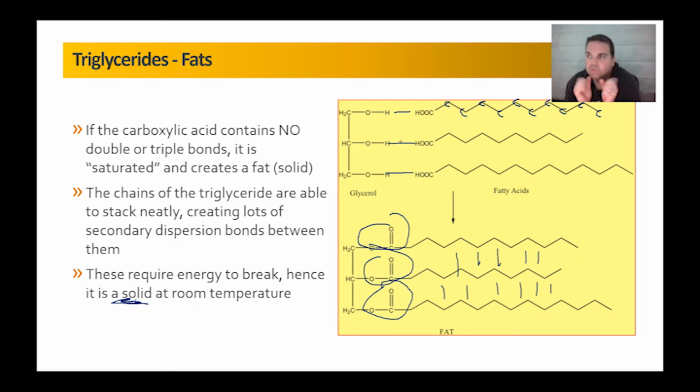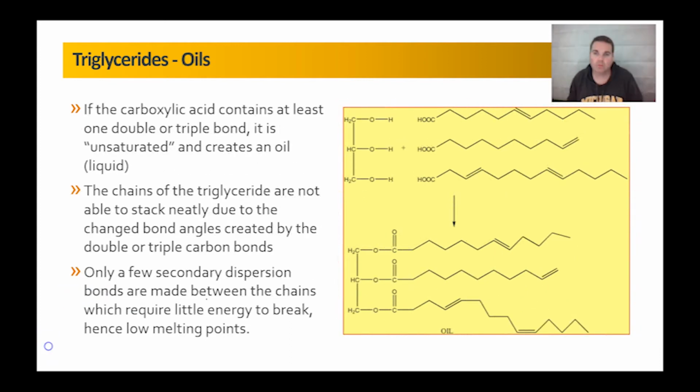Now that differs from oils in one very distinct way. Now oils have double or triple bonds in their chain, and it may not seem like a big difference when we've got a double or a triple carbon bond within the chain compared to no double or triple bonds within the chain as we had in the fats, but it actually has quite an impact upon the way that the chains stack together. So hopefully you can see this.